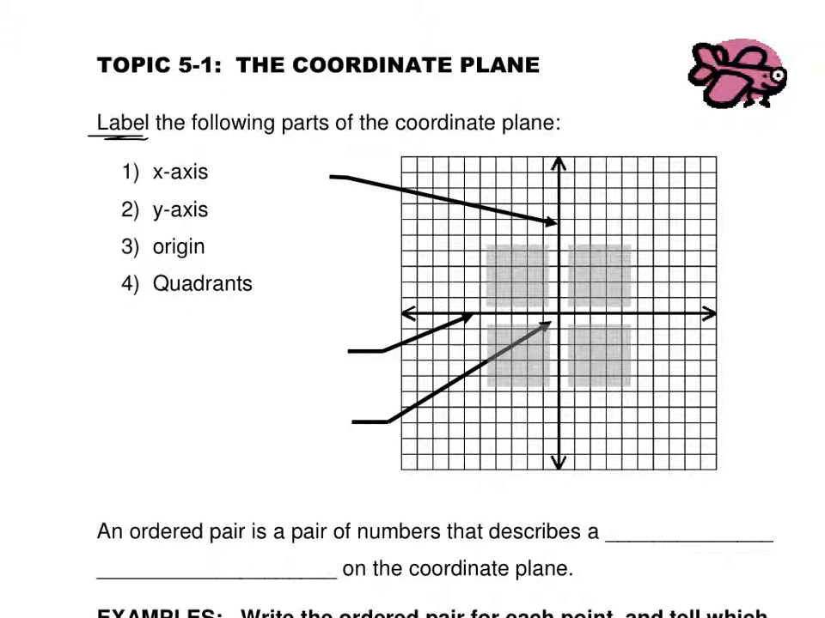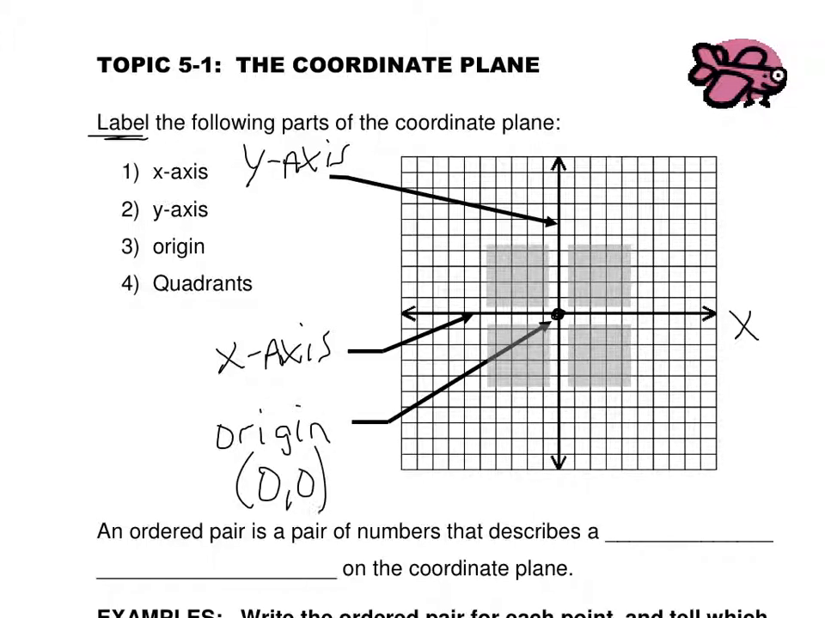The x-axis, so the x-axis is here. So we will draw a line and show where the x-axis is. And then the y-axis goes up and down, so that's the y-axis. And this should be a review for you about the coordinate plane. The origin is this point in the middle at 0, 0. That is the origin. And we call that 0, 0.